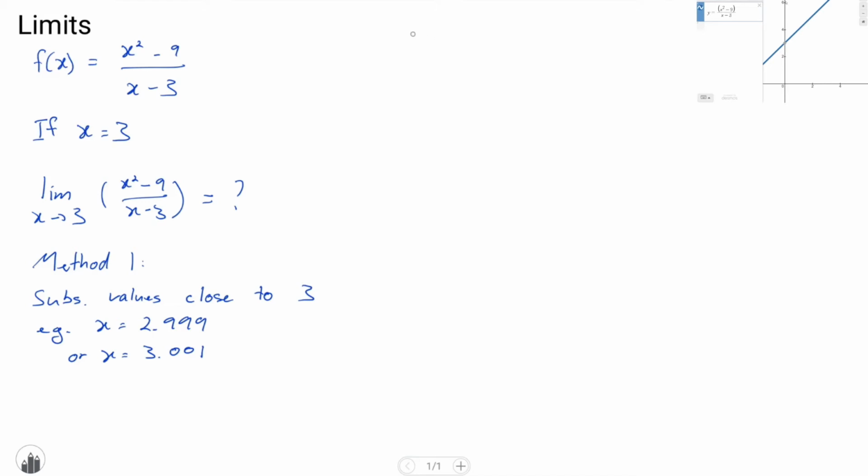So let's go ahead and do that. Let's substitute in f evaluated at 2.999. What would that look like?